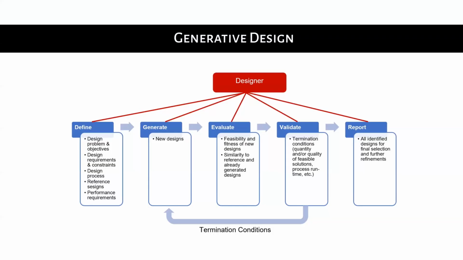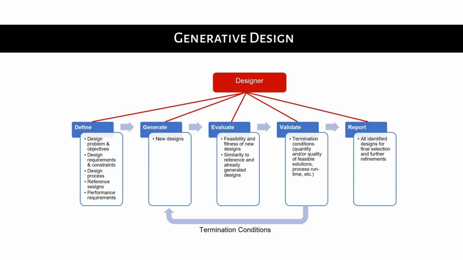So generative design can be generally divided into 5 steps. First of all, you define the problem. You make sure that you have your objectives, you have your constraints, standard optimization stuff. But you also want to be able to define your reference design. So you need to have some starting point, as well as performance requirements, making sure that you know what the desired performance of the solution is. So what are the desired attributes of the transient network?